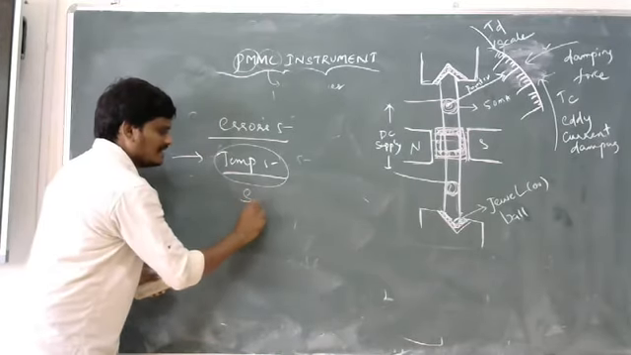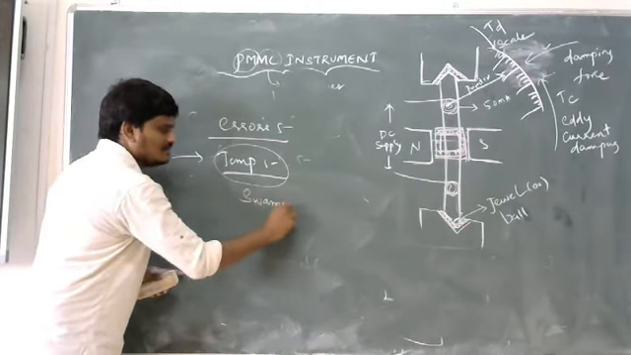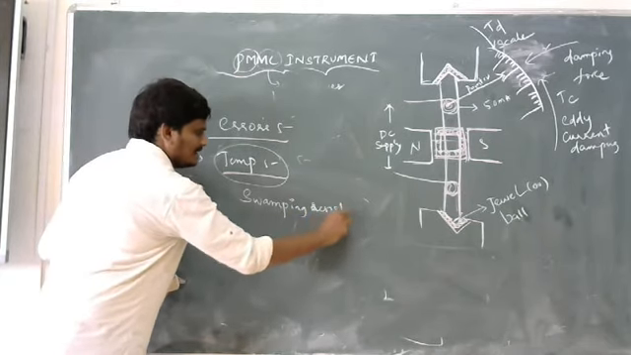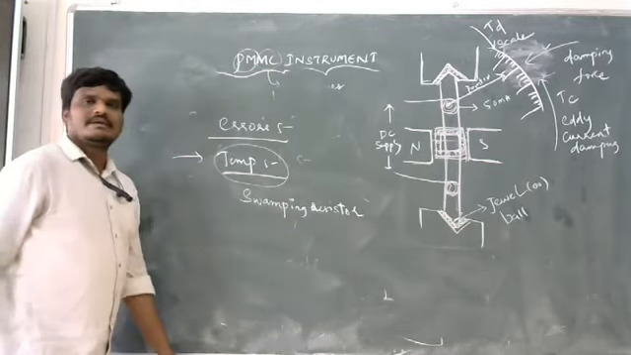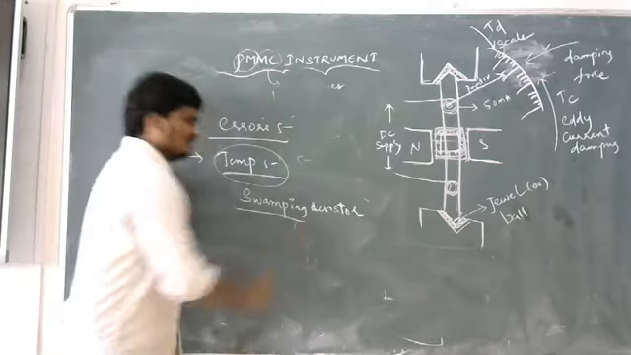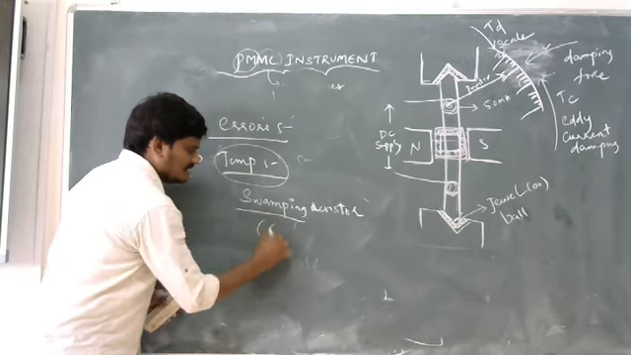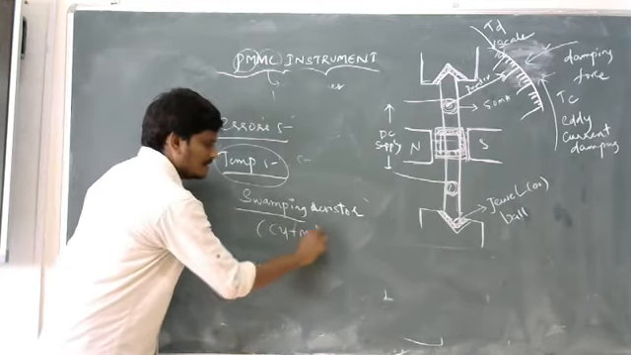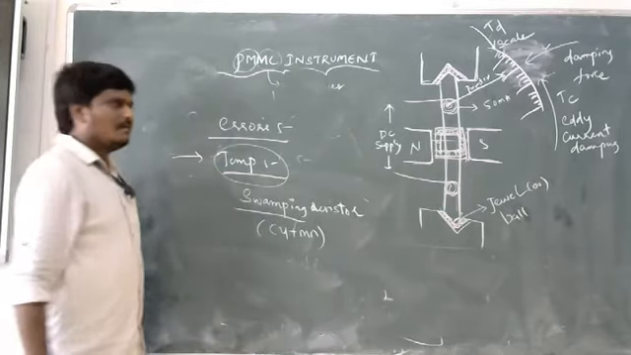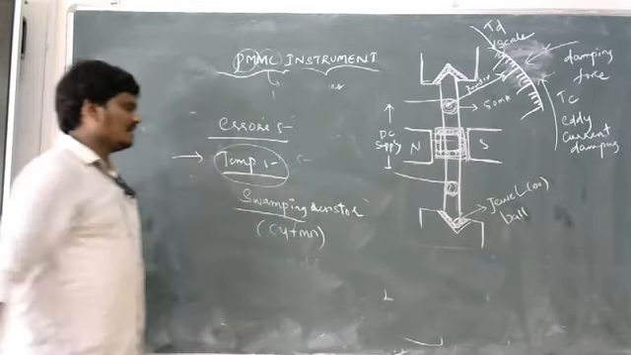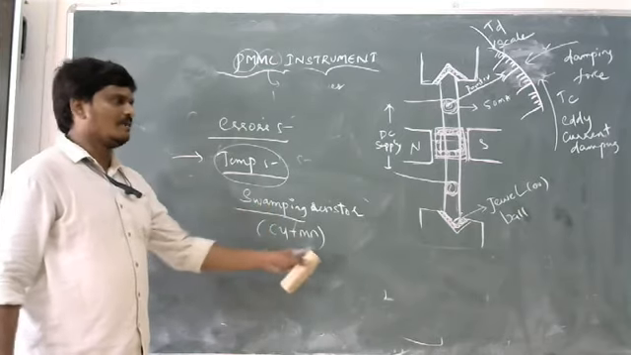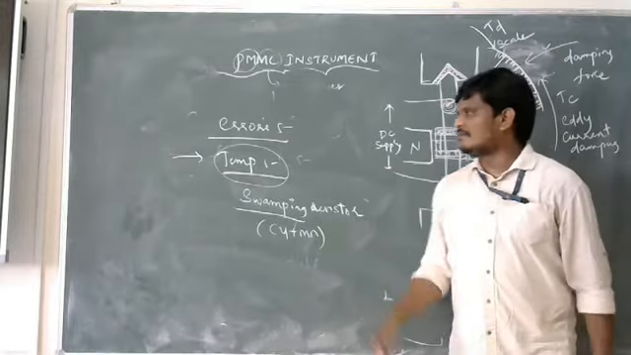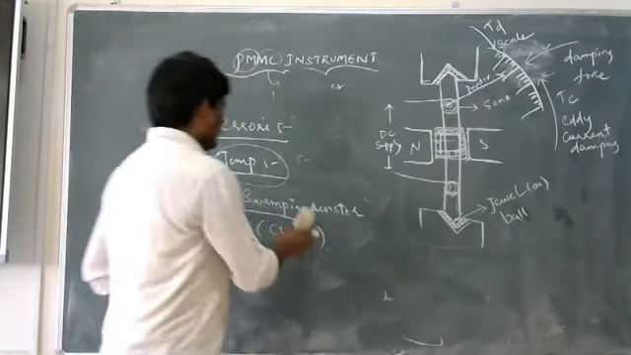This temperature error can be reduced by using a swamping resistor. The temperature error in a PMMC instrument can be reduced by using a swamping resistor. A swamping resistor is nothing but an alloy which is a combination of copper plus manganese. By using this swamping resistor, an alloy made up of copper plus manganese, we reduce the temperature error in a PMMC instrument.